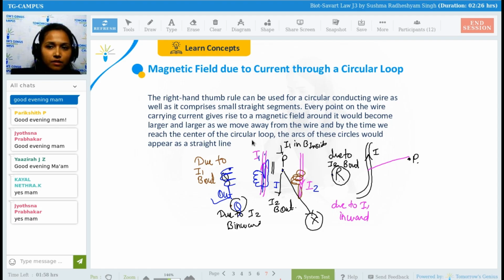Clear this? R in outward. Exactly, Ravi Kumar. Clear this point? Parishit, any doubt? I guess you are not understanding. Should I repeat? I'm clear. Should I repeat? Okay.